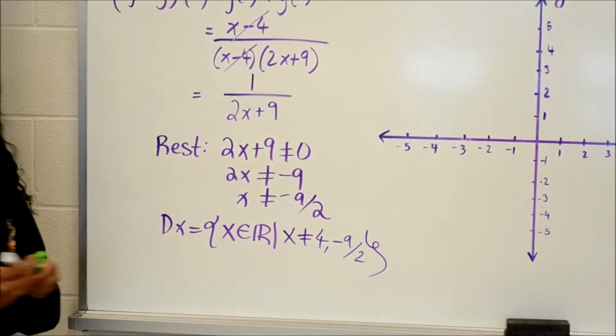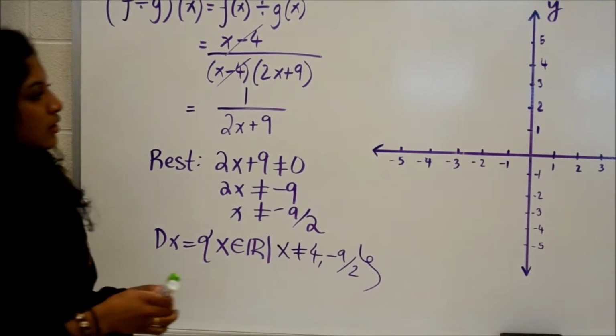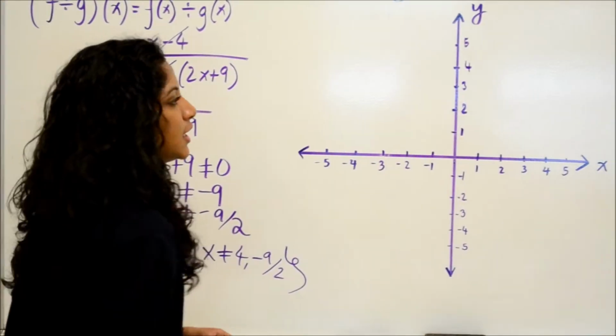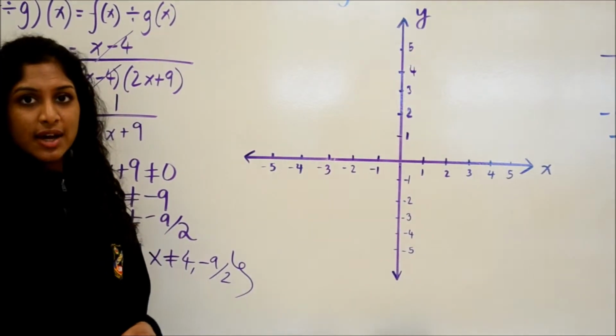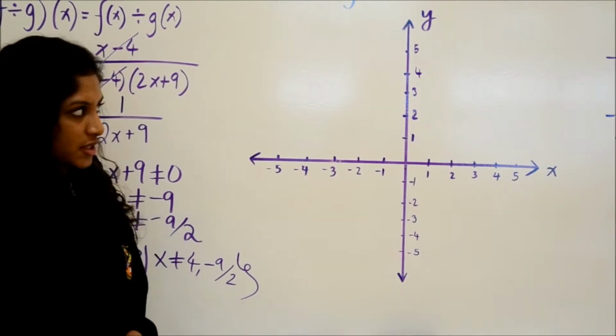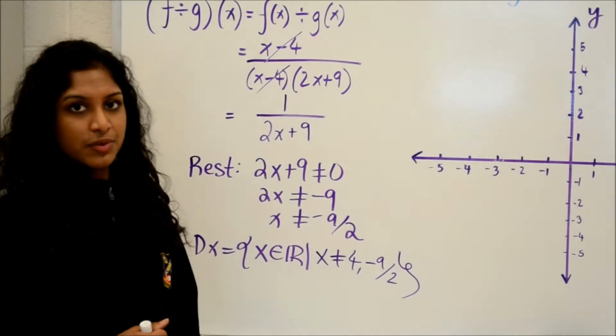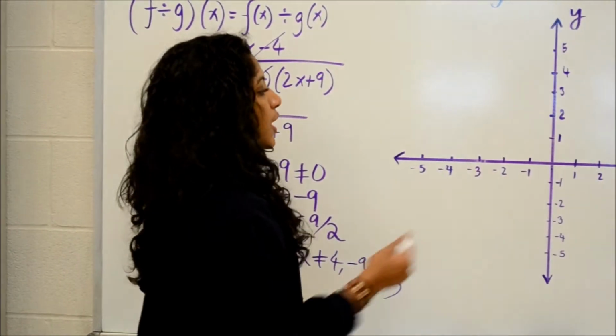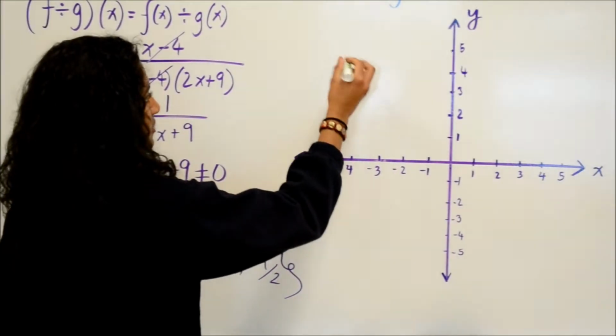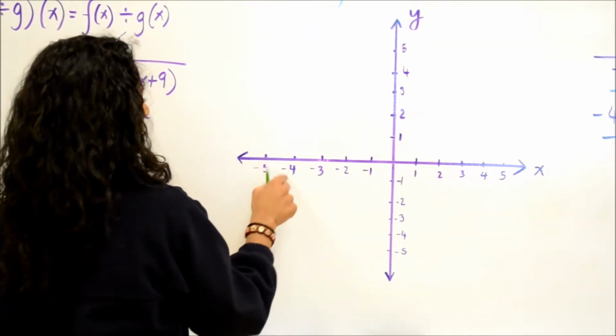So now we're ready to graph our function. The key thing to remember here is we have a restriction on the x-axis, an undefined point: x cannot equal negative 4.5. So I'm going to draw a vertical asymptote along negative 4.5.